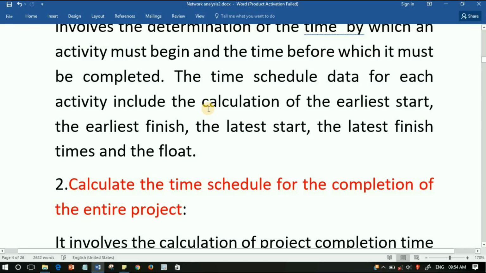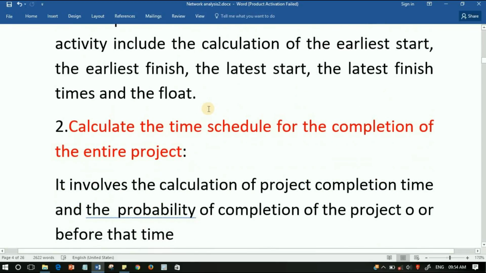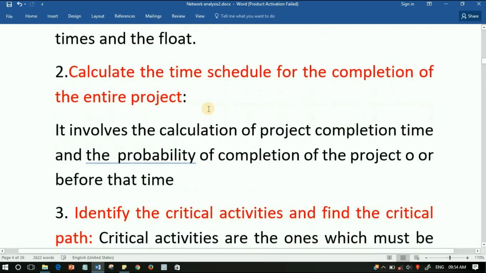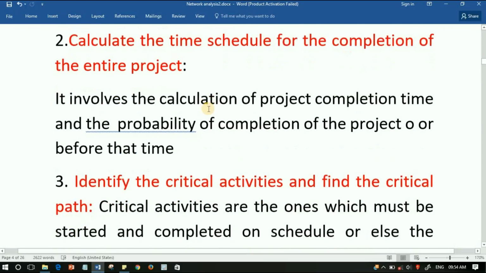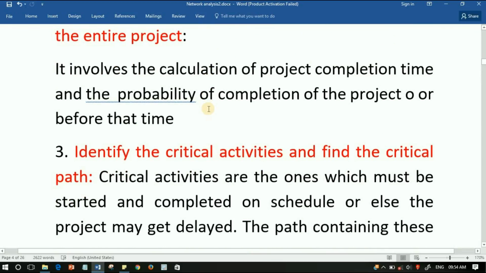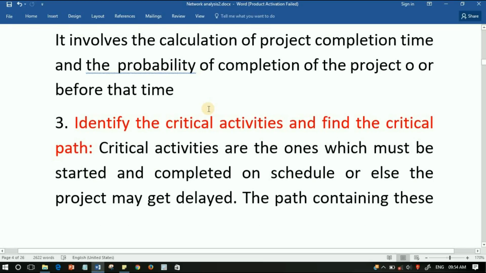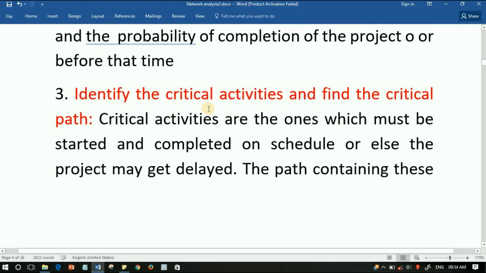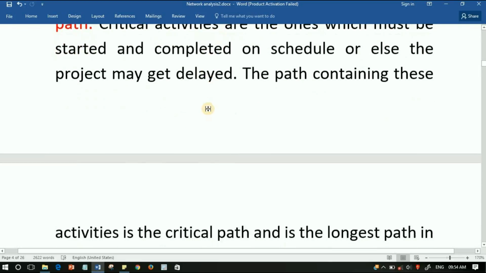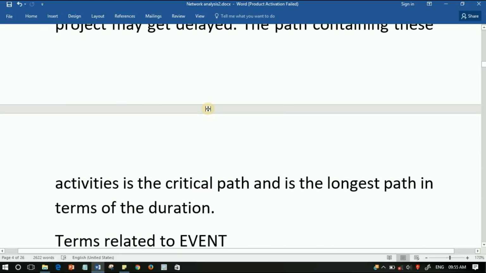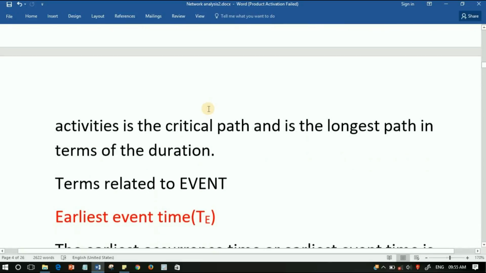2. Calculate the time schedule for the completion of the entire project. It involves the calculation of project completion time and the probability of completion of the project on or before the time. 3. Identify the critical activities and find the critical paths. Critical activities are those which must be started and completed on schedule, or else the project may get delayed. The path containing these activities is the critical path and is the longest path in terms of duration.